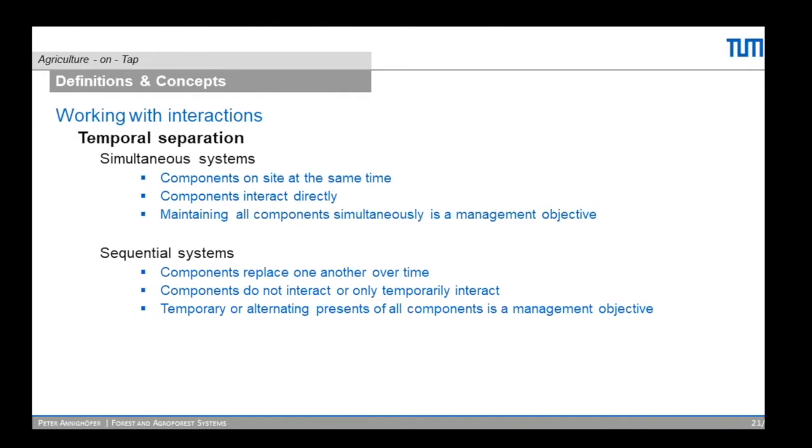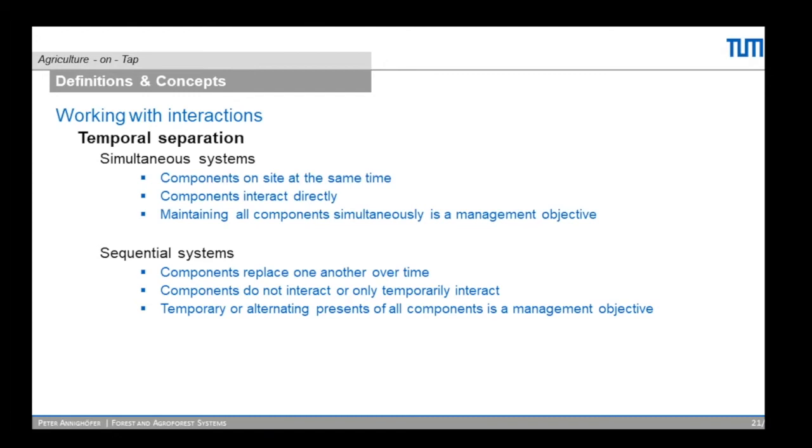Now we're going to speak about how we can work with these interactions before I close this presentation on showing you different agroforestry systems and their main goals. Again, here, if we look at general separations, then we can separate the components on a temporal scale. So we can use components simultaneously, or we can use components sequentially.